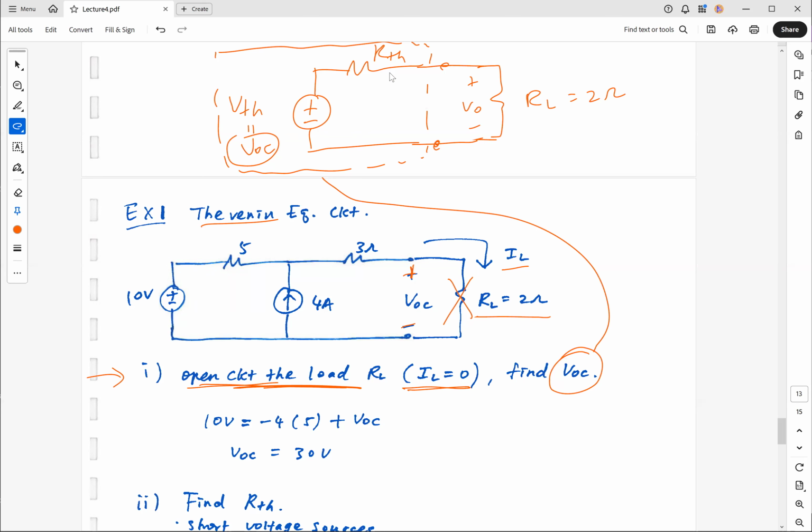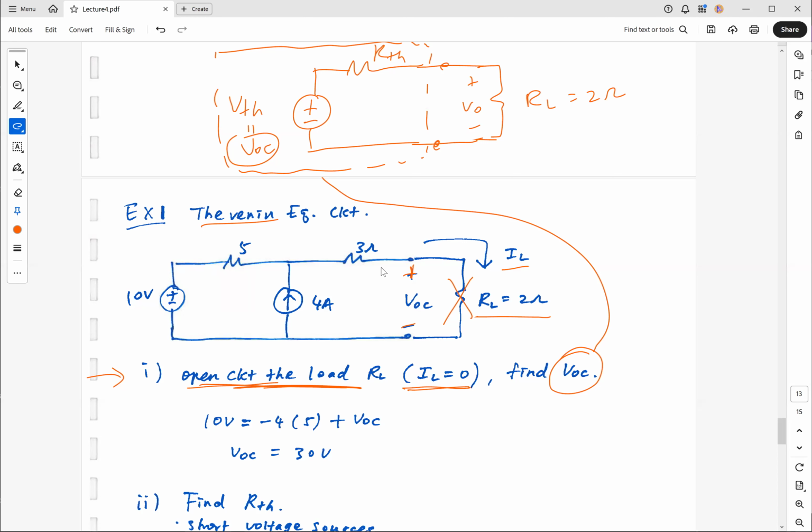And then, of course, the last one is to find the RTH. Then we are done. So let's look at how we can find this VOC. When RL is open circuited, then this is VOC. And remember, IL is equal to 0. So if IL is equal to 0, no current, so that means no voltage drop across this 3 ohm resistor.